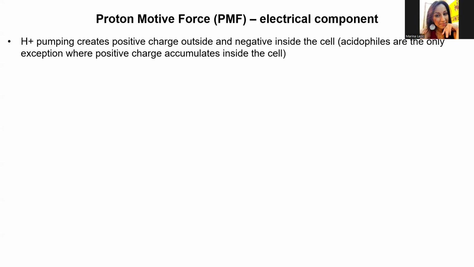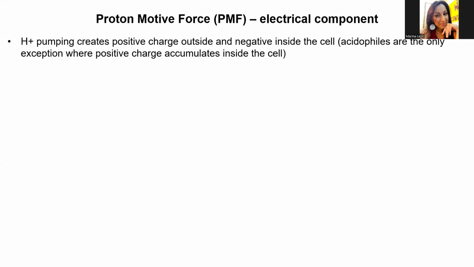The only exception to this rule are organisms that are called acidophiles, and we will talk more about them in Unit 5 about microbial stress response. So in the case of acidophiles, it's opposite. Positive charge is accumulated inside of the cell. So they have an inverted membrane potential. Again, in Unit 5, it will be more clear.